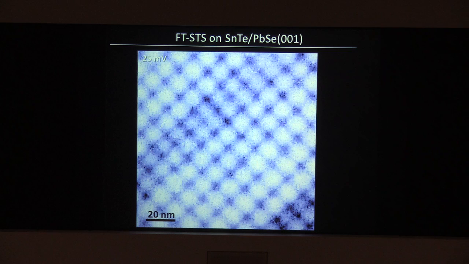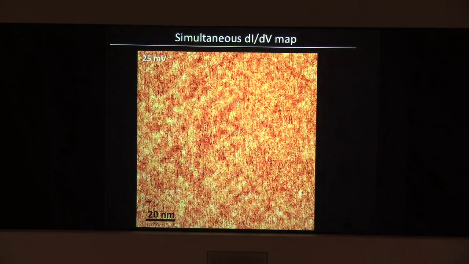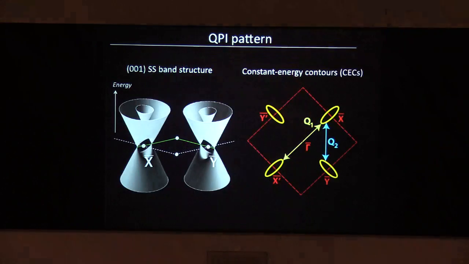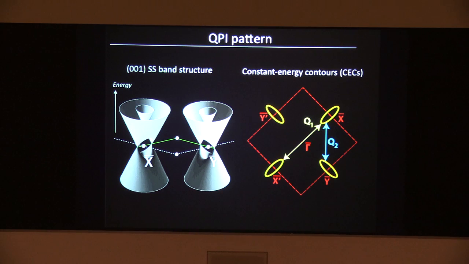Okay. Now we want to do Fourier transform and figure out the effect of strain. Okay, so here's a dI/dV map of the whole surface, and if you zoom in, you can see it has some patterns. So you can take a Fourier transform and figure out what the Q vectors are. Before we do that, let me just show you what you expect. So here's the Brillouin zone. Here are the constant energy contours.